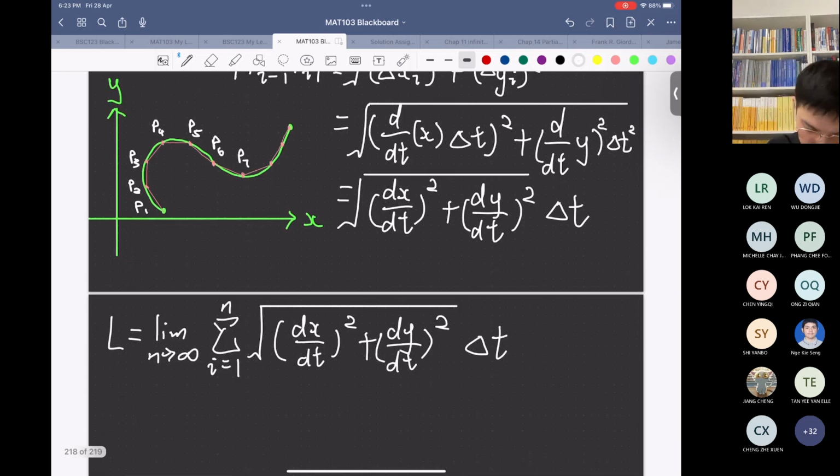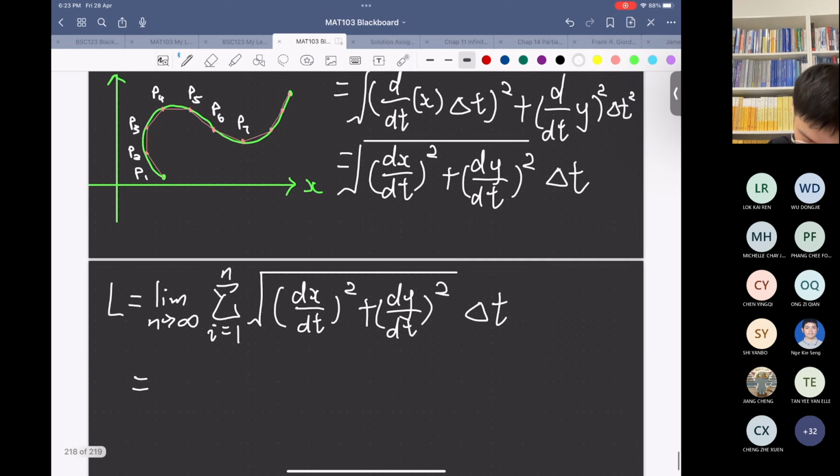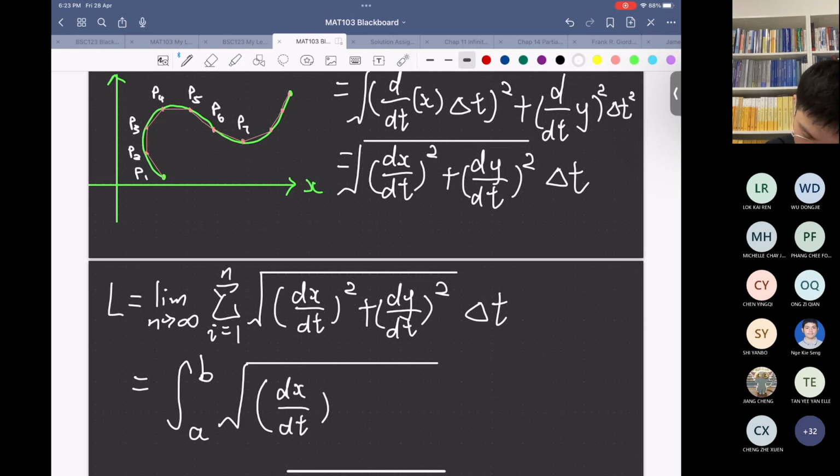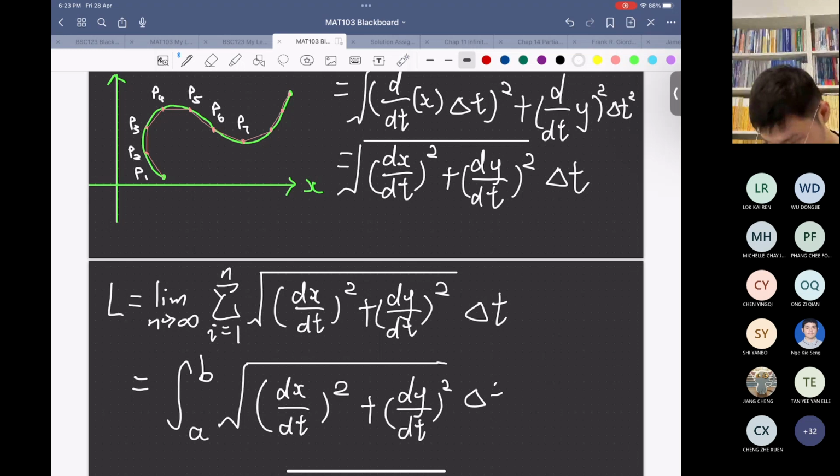Okay. And then what's this limit of a finite sum? This is really the integral, the definition of integral. So integration is approximating infinitely many times. Any questions or not?